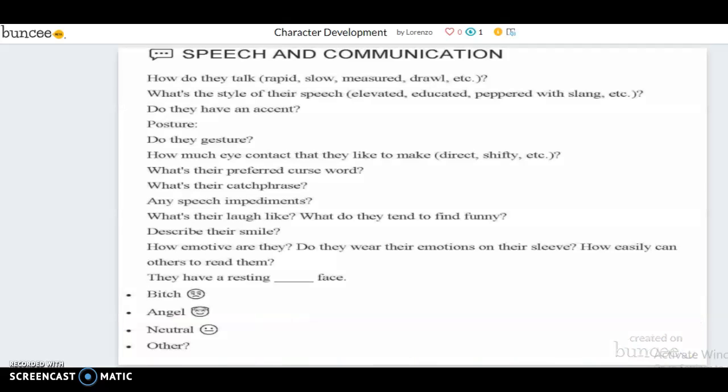We can talk about the character's speech and communication. How do they talk? Do they talk rapidly, slowly, measured? Do they have a drawl? What's the style of their speech? We can talk about their posture. Talk about, do they make any specific gestures? How much eye contact do they like to make? All of these things help a reader understand more about our character and helps make our character more three-dimensional. We can talk about their face as being a resting bitch face, angel face, neutral face, or other kind of face. All of these things, as I said, just help give the character more depth.